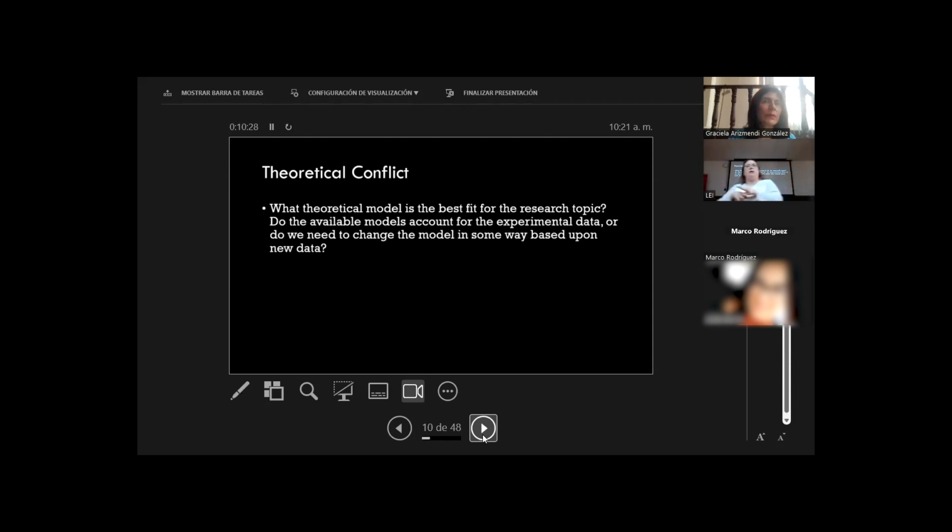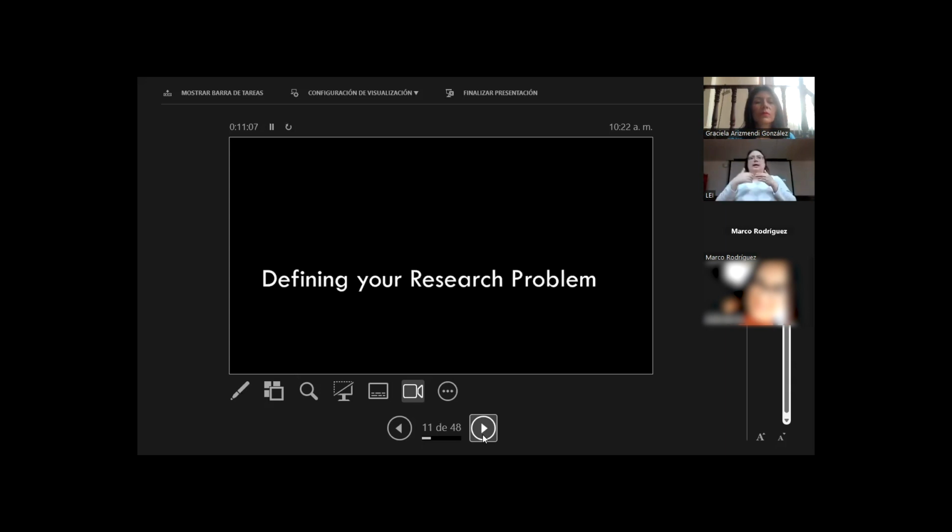Do the available models account for the experimental data, or do we need to change that model in some way based upon new data? All right, so this is especially if we're gathering quantitative data, right? Is your study going to be quantitative or qualitative? Do you know yet? Qualitative, okay. So a quantitative study would say, let's look at this data. Does it fit what previous studies have said, right? And in some ways, the qualitative study might do something like that too, right? Are the findings about the performance of my student speaking consistent with the performance of other students speaking in previous research, right? So there's a class of theories.